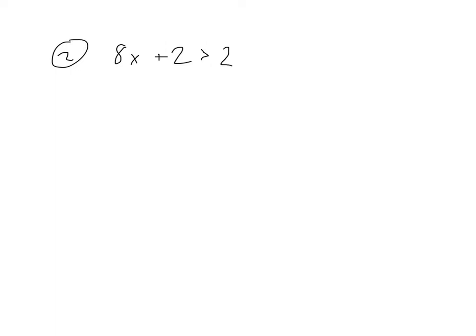Again, same thing as with equations. I need to deal with any addition or subtraction of constant terms first. Do I have any constant terms? Yeah, on this side, there's a plus 2. Again, I'm trying to get the variable by itself. So to get rid of the plus 2, that's minus 2 from both sides, which would leave us with 8x. Those would cancel. Is greater than 2 minus 2 is 0.